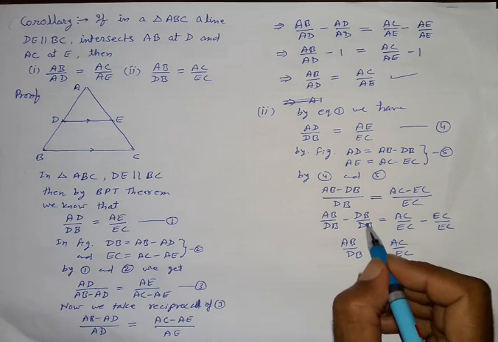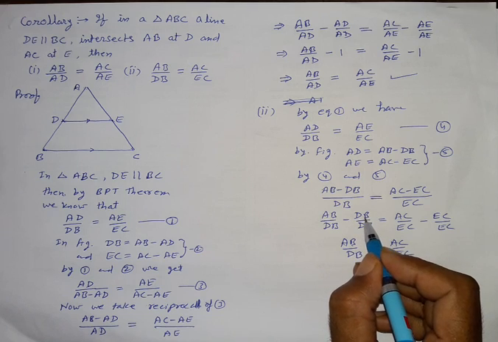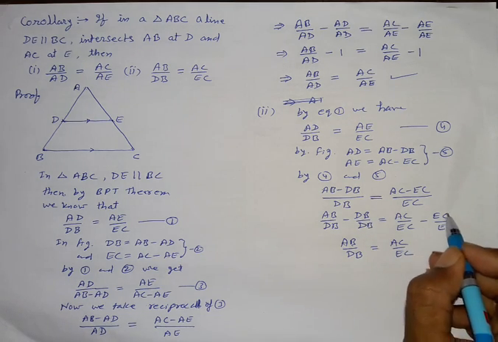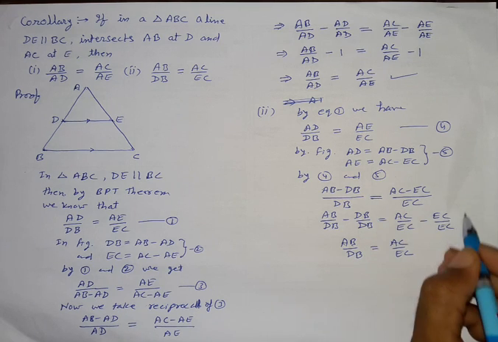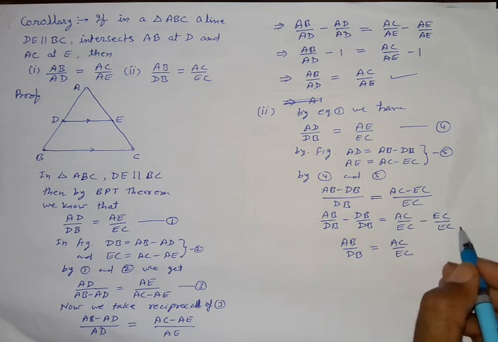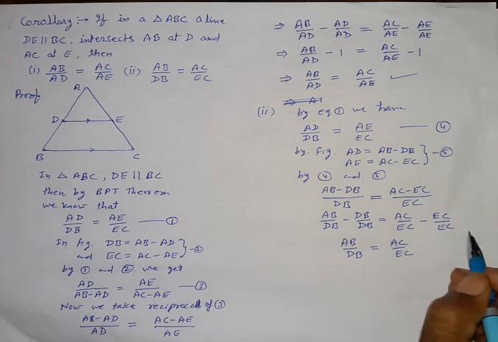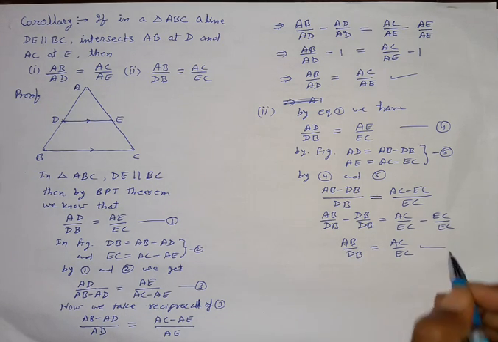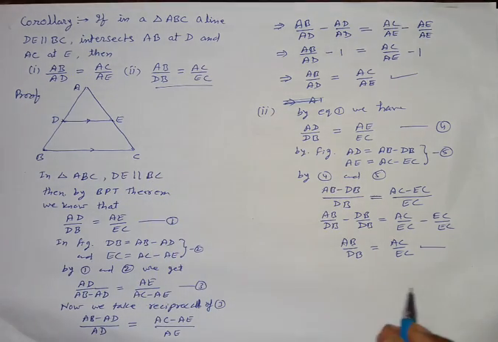Again we say that DB and DB cancel out and it will become 1. It will also become 1, and transposing the 1 to the right hand side, it will become positive, this one is negative, they cancel out, and we get this result, which is our second result. Therefore we have proved this result.